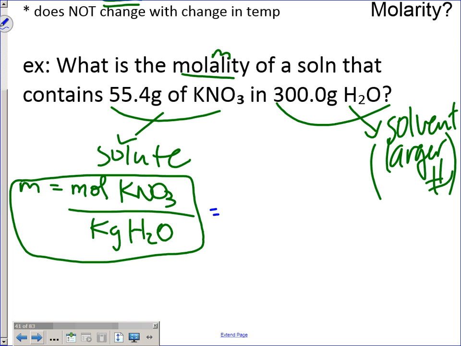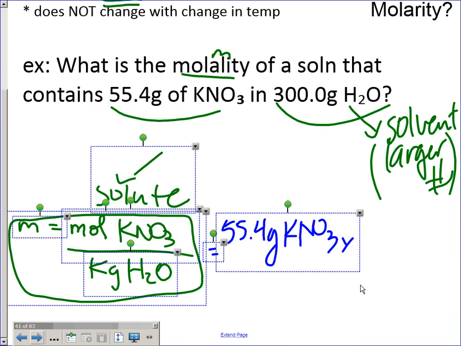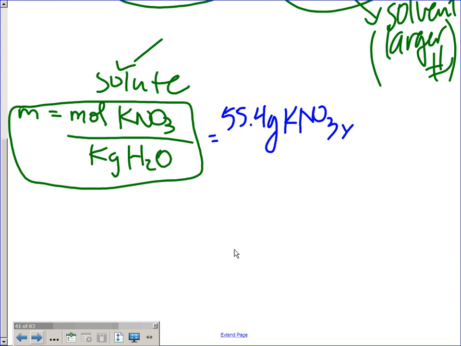I don't know what I need to do first. Molar mass. So I'm going to do that on top right here. So, not sure what that is. 55.4 grams of KNO3. So let me calculate that molar mass, and I need somebody to double check. Molar mass. Can I get a second on that? Yep. Thank you. 101.1 grams.